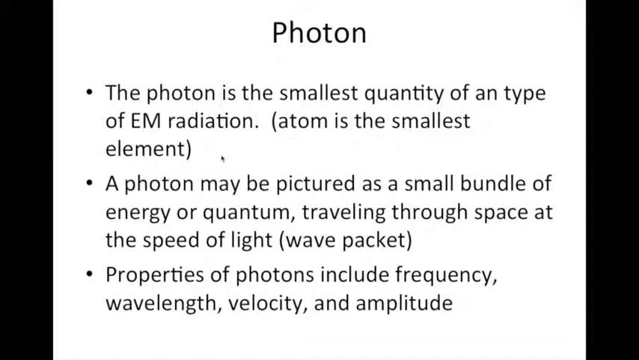So just a couple more things about the photon. The photon is considered the smallest quantity of energy or electromagnetic radiation. Much as the atom is the smallest unit of an element, the photon is the smallest unit of energy. A photon may be pictured as perhaps a small bundle of energy or quantum traveling through space at the speed of light. Sometimes it's called a wave packet. And the properties of photons have a frequency, a wavelength, a velocity, which is the speed of light in a vacuum, and an amplitude.